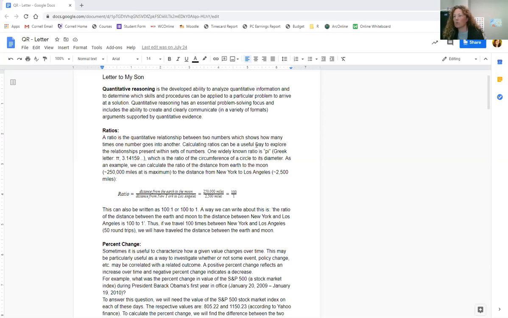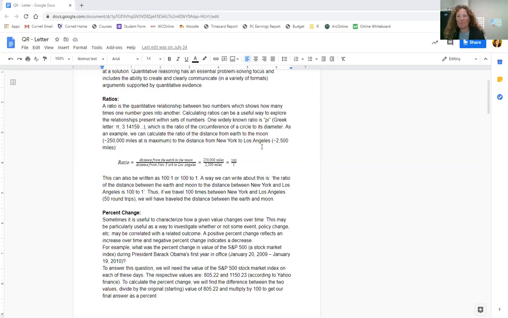We're going to work through the quantitative material from the Letter to My Son activity, which covers ratios, percent change, and the rule of 70. There's information on the actual assignment, but we're going to talk through it, make sure it makes sense, and work through some of the examples that are included there. Let's start by looking at the assignment, starting with ratios. We'll see what we've got.